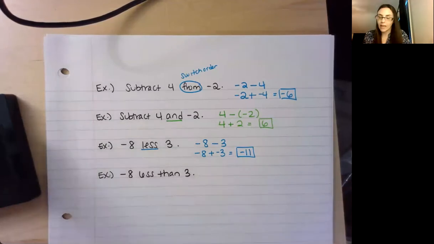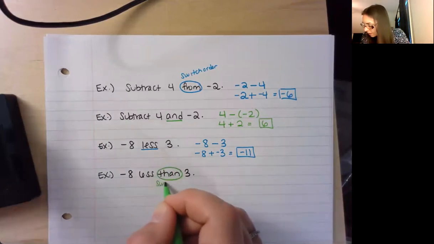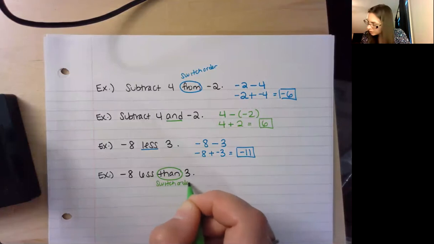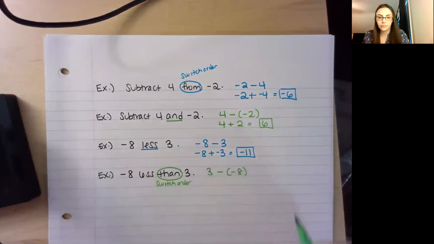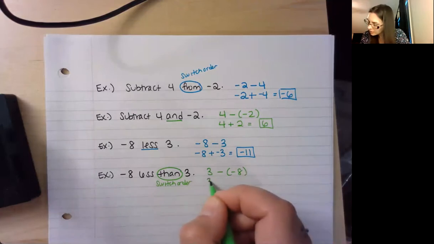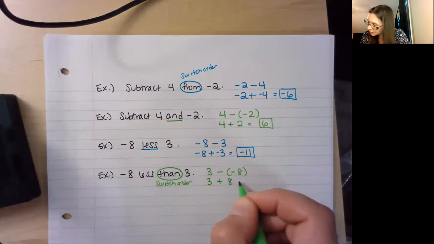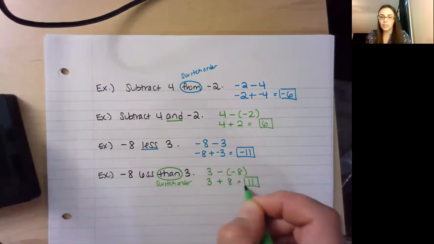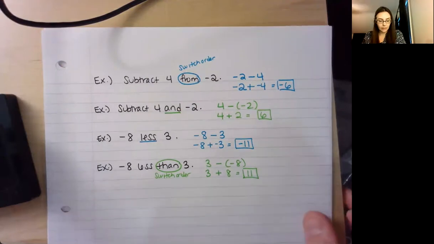If I say -8 less than 3, again, that than is another word that switches the order. So I'm going to go 3 minus -8. 3 stays. We change to addition, and then my negative becomes a positive. So you can see that, again, the order really matters because it's changing our final answer, the sign. So just watch out for those keywords here.